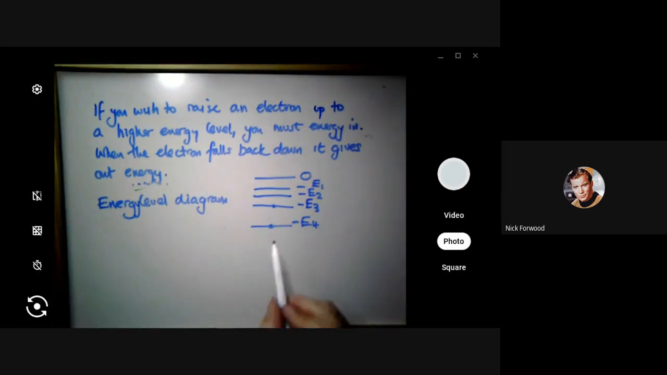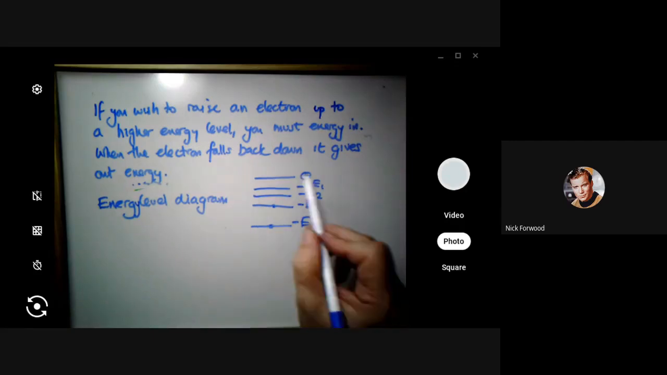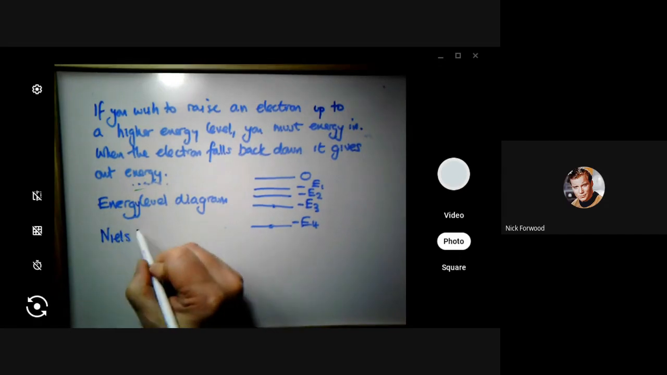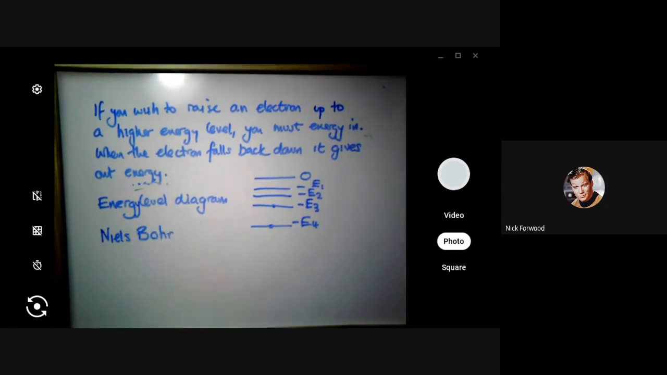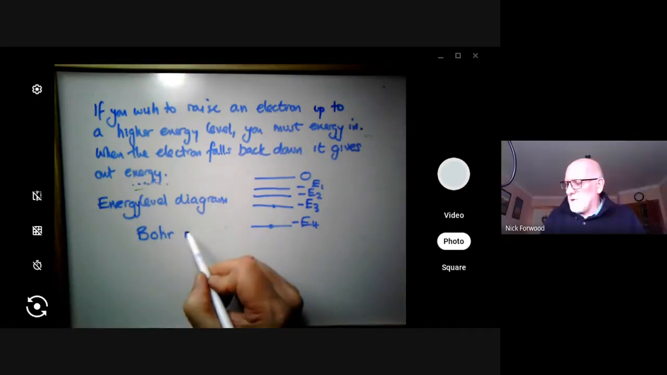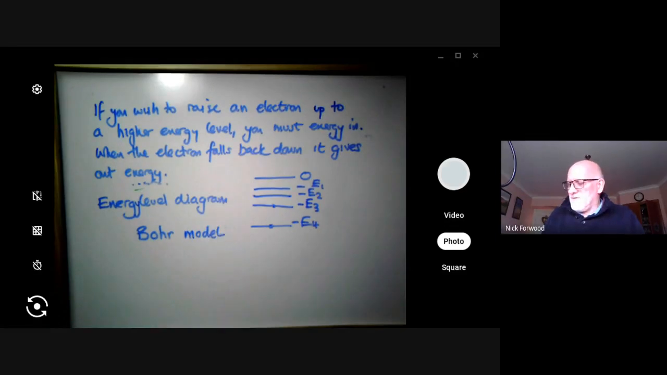This idea of energy levels and this diagram was invented way back in the early 1900s by a Danish physicist whose name was Niels Bohr. And he became famous. I think he even got a Nobel Prize for coming up with this idea. And this energy level diagram is called the Bohr model of the electron levels. It's called the Bohr model.